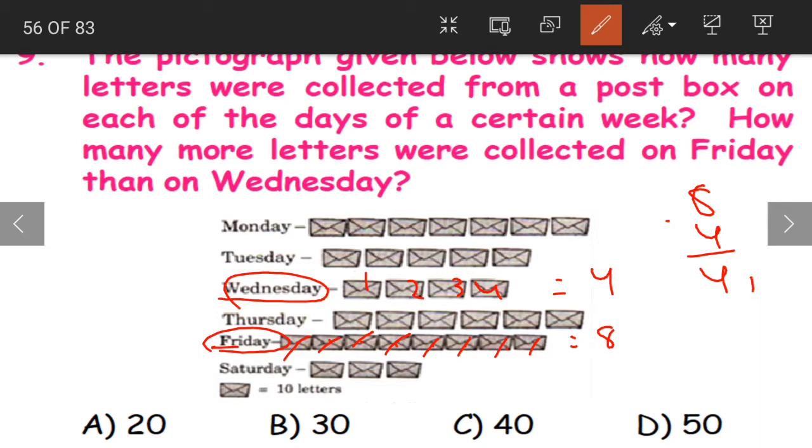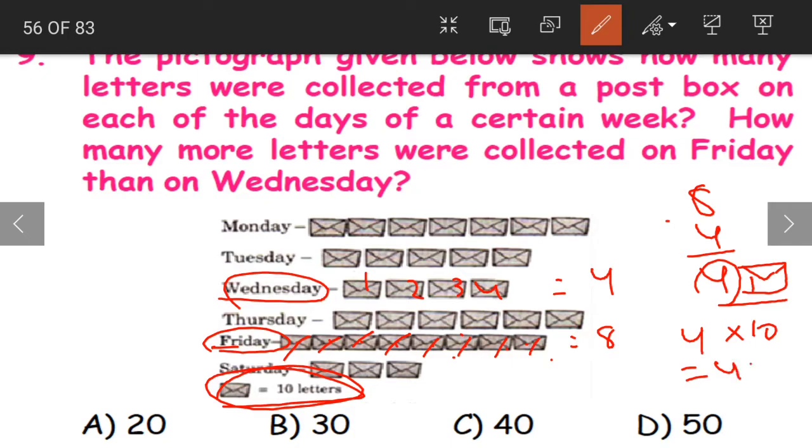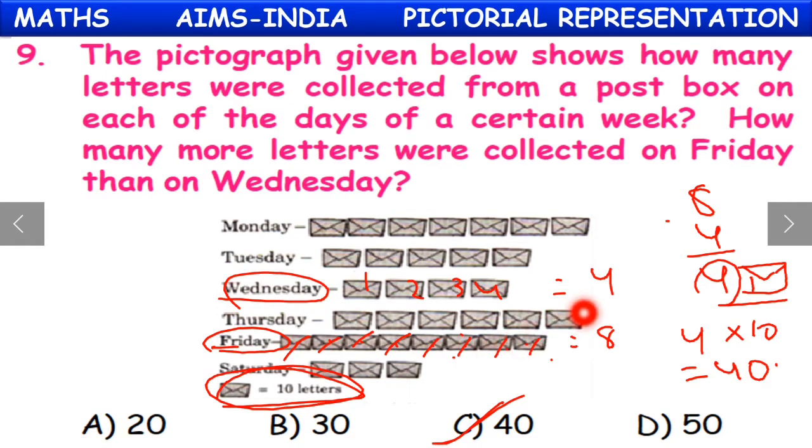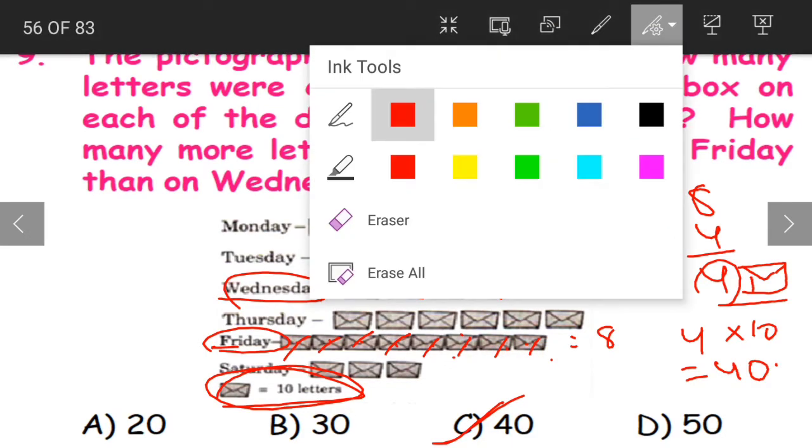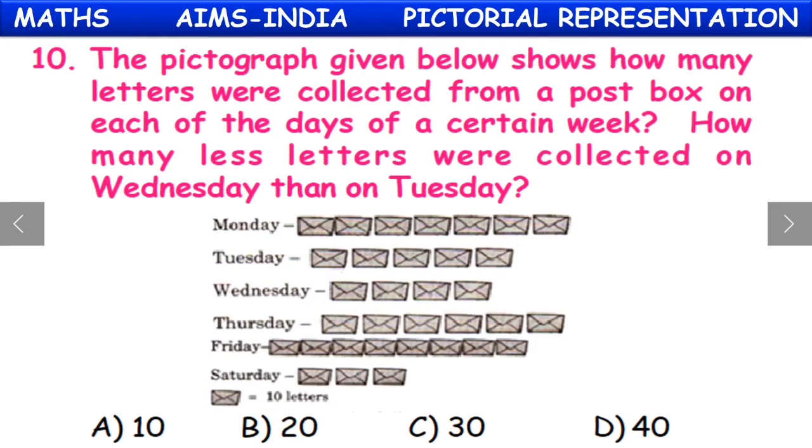So were 4 more letters collected on Friday, children? No, it's just 4 pictures. It is 4 more pictures here. Now each picture is equal to 10 letters. Yes, so we have to multiply this difference by 10. 4 into 10 is equal to 40. So a total of 40 more letters were collected on Friday than on Wednesday. Option C becomes our correct answer. Yes, I hope this is clear.